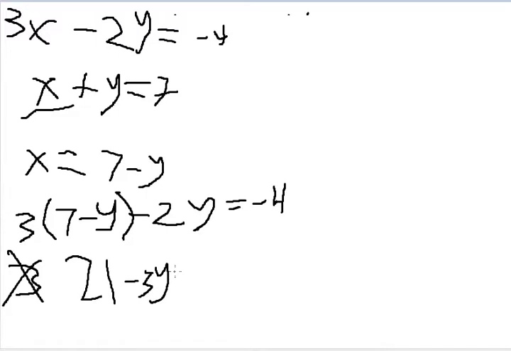3y minus 2y equals -4. Now that we have this, we can actually solve. Solving should be simple. It's just what we've done before, so I'm going to cut to when I've got a simplified version of this.